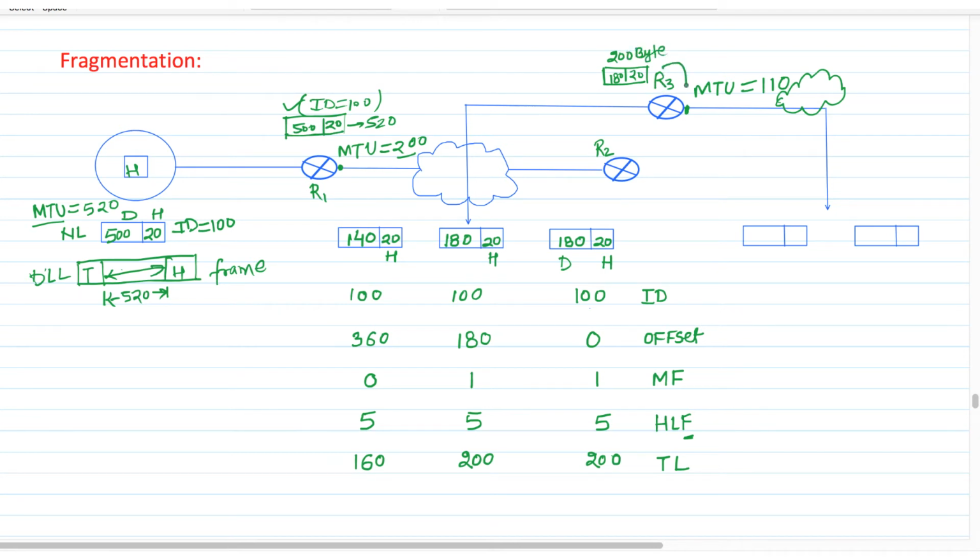And this 200 bytes cannot be forwarded on this link. It means this router R3 is again going to fragment this datagram. MTU 110 means the total size should not exceed the 110 bytes limit. Suppose this is the first fragment, the header size is 20, we are taking the minimum header size. We cannot have any IP header less than this 20 bytes. In the remaining data field, we can have 90 bytes only.